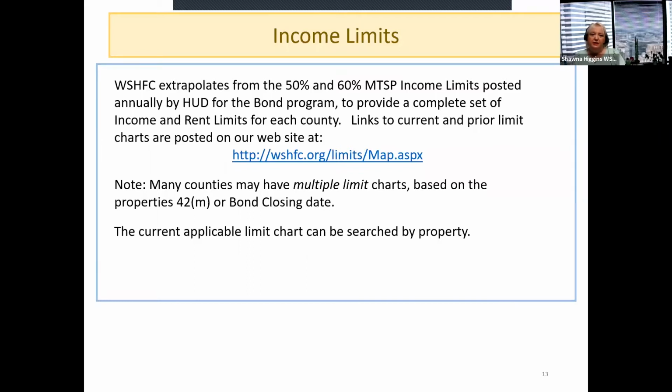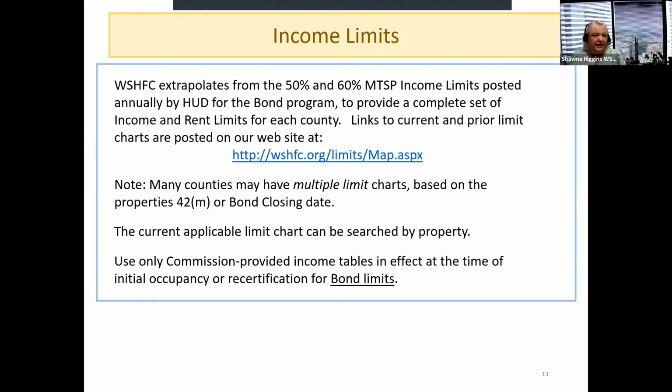And the current applicable limit chart can be searched by property. I would highly suggest doing that rather than just going to the county. Nowadays, there's only one income limit per county most of the time, but a couple of years ago, there used to be multiple. So your best bet is just to go and find your property and then go from there. And we're going to walk through that here in just a minute. And you're only going to want to use the commission provided income tables in effect at the time of the initial occupancy or the recertification for bond limits.